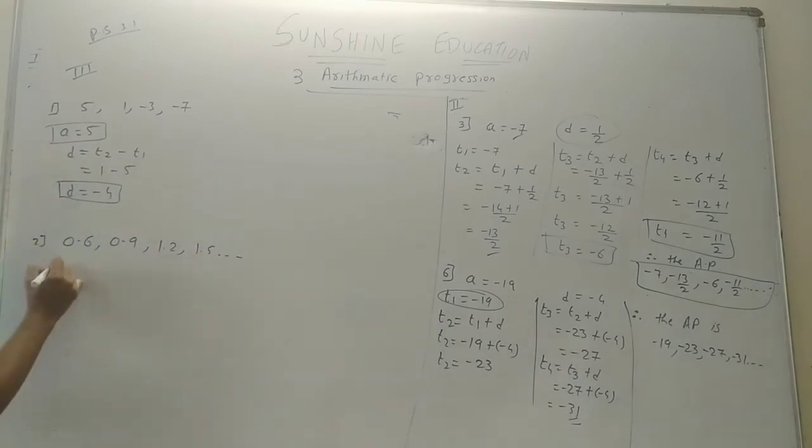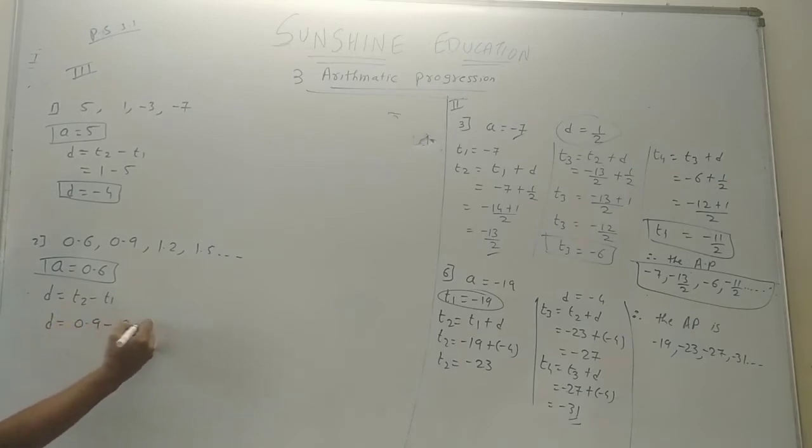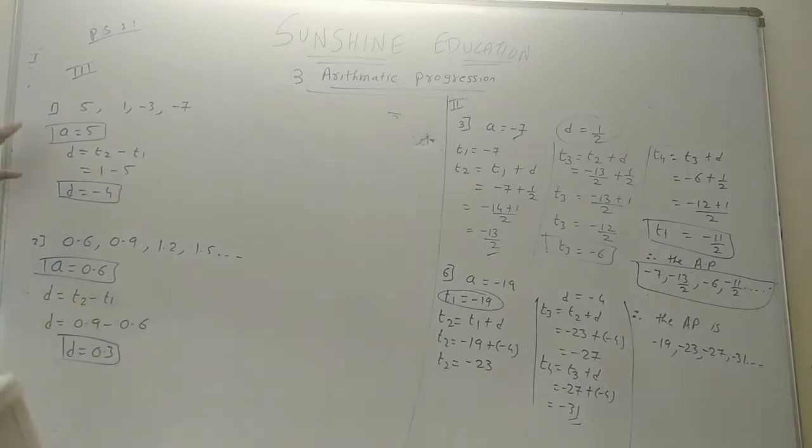Here also we have a as 0.6. Now to find the common difference, it is T2 minus T1. The difference is 0.9 minus 0.6, so the difference is 0.3. Got it? So this was the first and the second, and the third and the fourth are for homework. With this we can complete the first exercise, that is 3.1.